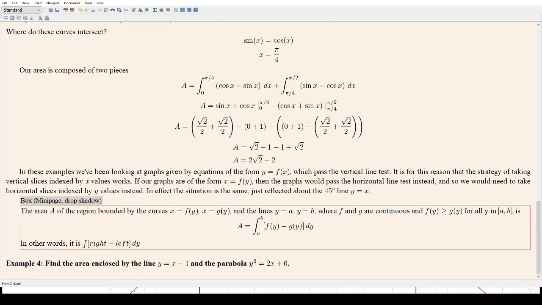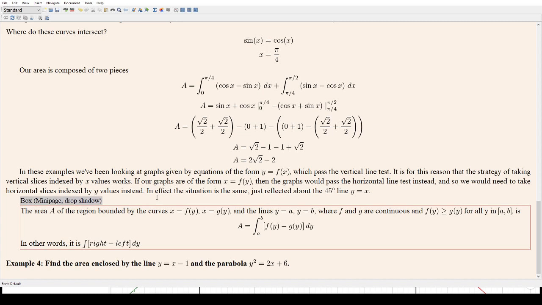Okay. So, in these examples, we've been looking at curves that have been given by the form y equals f of x. So in other words, curves that pass the vertical line test. But of course, it needn't be like that. We could reverse the roles of the x and y coordinates, and all of our arguments would work out in exactly the same way, just with the roles of x and y reversed.